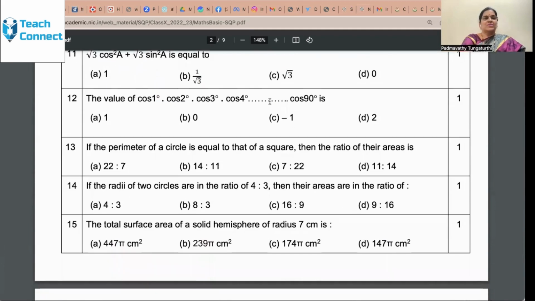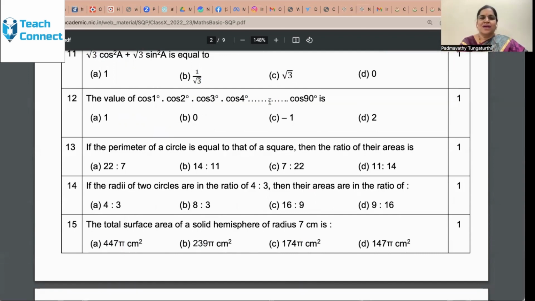Now, 12th question. The value of cos 1 degree, cos 2 degrees into cos 3 degrees. Wow, what a fantastic question. Now, what does the child know here? Does the child know cos 45, cos 30? Let the child only do what the child knows. The child knows the value of cos 90 is 0. Then whatever values are multiplied, that value gives 0.